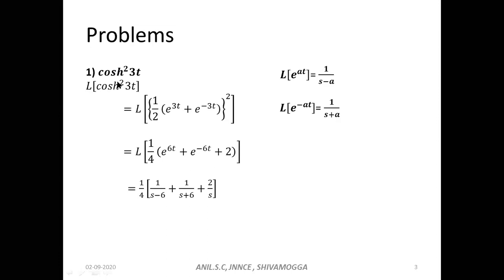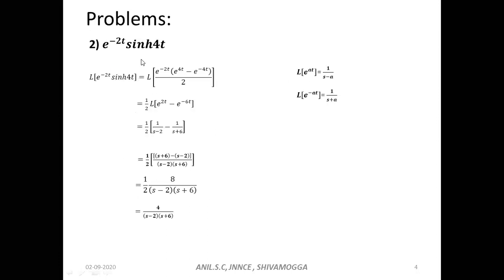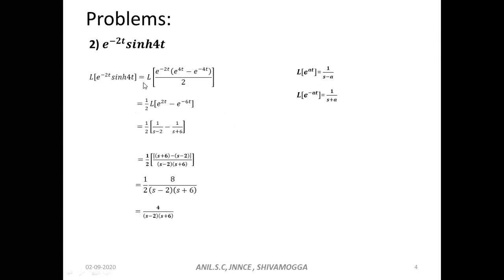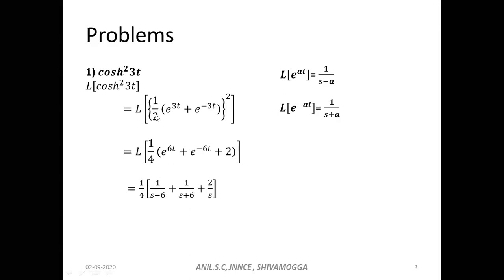Laplace transform of cos hyperbolic square 3t is equal to L, where L stands for Laplace transformation, of cos hyperbolic 3t whole square. Cos hyperbolic theta is e power theta plus e power minus theta divided by 2, and in this case, theta is 3t. Therefore, e power 3t plus e power minus 3t divided by 2. This is the definition of cos hyperbolic 3t, whole square.